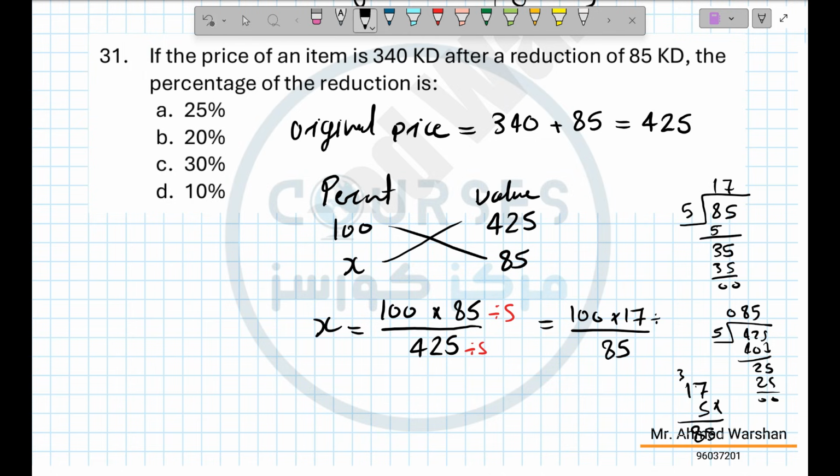So we can divide here by 17. Divide here by 17, that would be 1. That would be 5. So that's 100 divided by 5, which is 20. So the discount is 20%.